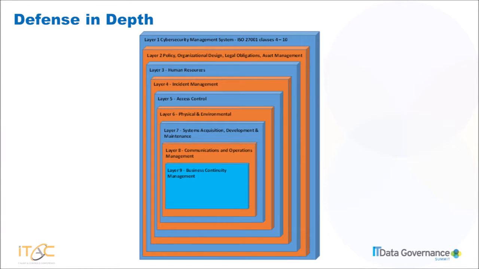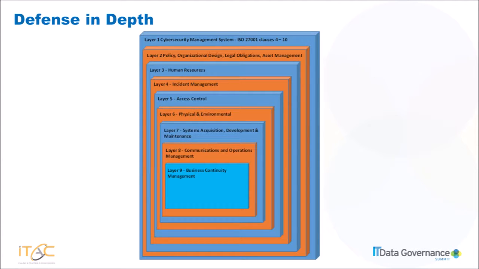The following defense in-depth architecture was designed from ISO 27001, an internationally accepted management system for information security, very specific for this purpose. The layers include management system on the outermost layer, where decisions are made about the operations of information security. On the next layer, policy, organizational design, legal obligations, and asset management are key.